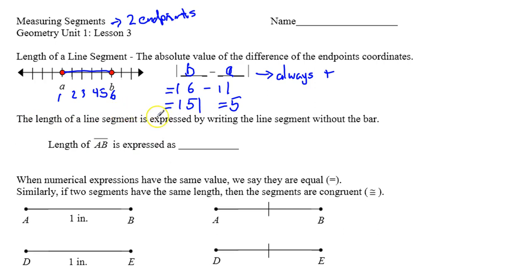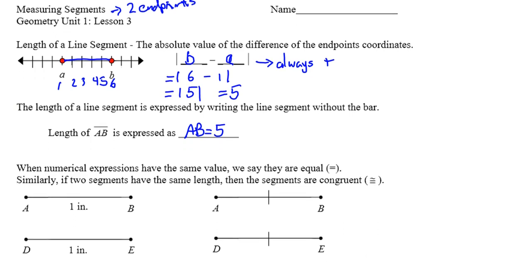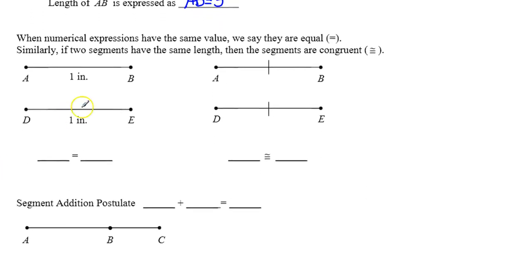So the length of a line segment is expressed by writing the line segment without the bar. So if we want to write the length of AB, we're going to express that as AB equals 5. Just like with angles, how we used an M in our last lesson to represent measure, that's how when we're talking about the length, we write it in this way.